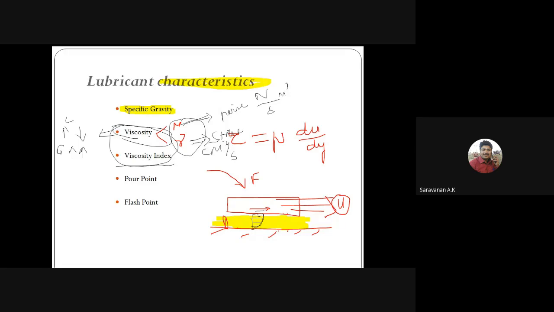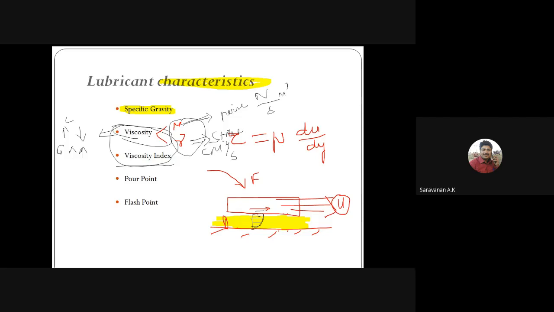Then the flash point is a very important one. Why? Because if the temperature keeps on increasing in the engine, at some point the lubricant will catch fire. We can avoid that type of lubricant, so we have to add some other additives to avoid the burning of the lubricant. So we have to know the flash point.